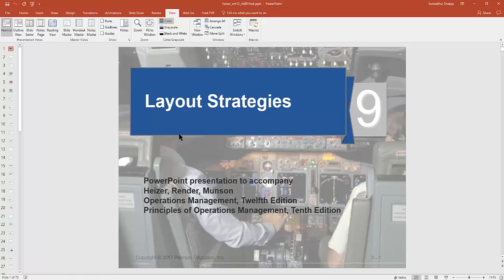Today we'll be covering this lecture, layout strategies from the 12th edition of Operations Management by Heizer and Munson. And the last chapter of location strategy, once we've decided where we want to open up the business, then within that business, how do we want to lay out the individual components of the business such that it's the lowest cost. Now, there are a few things that are highlighted in this chapter by the authors.